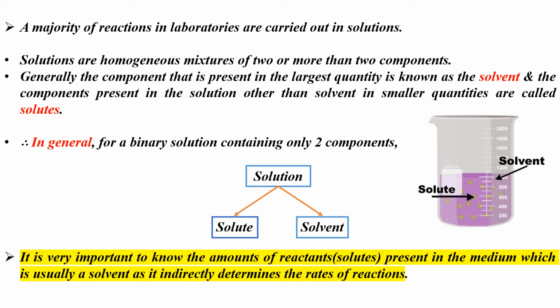Generally, the component that is present in the largest quantity is known as the solvent, and the components present in the solution other than solvent in smaller quantities are called solutes. In general, a binary solution consists only of two components. What are they? The solute, which is present in smaller quantity, and the solvent, which is present in larger quantity. So a binary solution consists only of these two components.